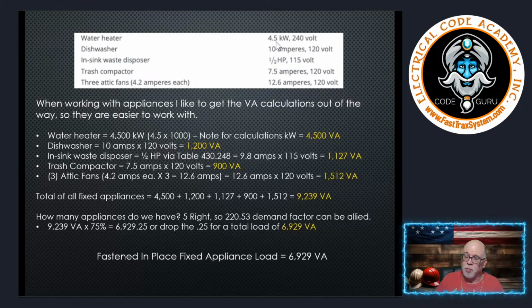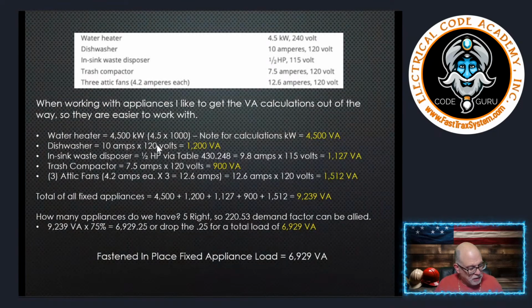But we're concerned more about the fact that that water heater is 240 volt, and we're doing a neutral calc while we're doing this. So I'm going to say, you know what? Do I still have 4 or more appliances, even if I take out that water heater, that are neutral loads? Absolutely, I do. I've got this dishwasher. That's a neutral load. I got this in-sink waste disposer. That's a neutral load. Trash compactor is going to have a neutral load because it's 120. And then we have all of those attic fans. They also are 120. So what have I got? I've got 3, 4, 5, 6, so I've got 4 or more.